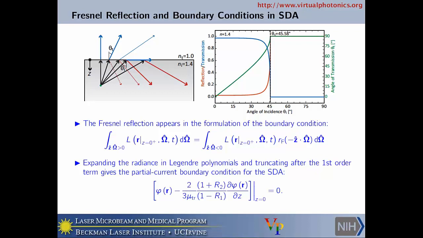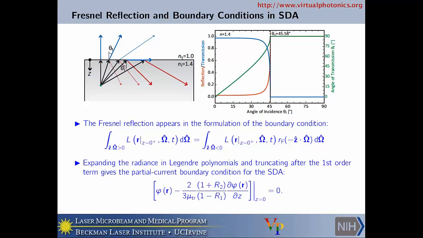all of the light that is coming down, so z dot omega greater than zero is positive for all light coming down. The light that comes down from this interface has to essentially equal the amount of light that was traveling upward. So we're looking at photon propagation directions dotted with z that is less than zero. The light coming down has to be equal to the light that was traveling up that got reflected back down.